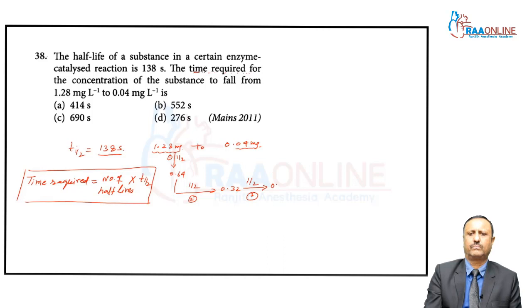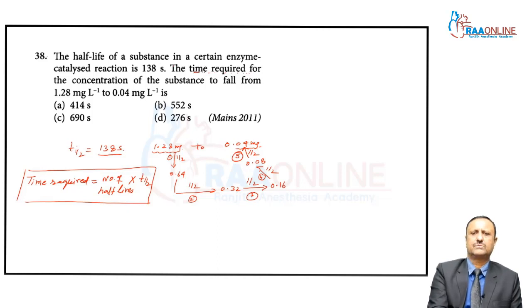Then dividing by 2 gives 0.16. Now, my dear students, when you divide 0.16 by 2, you get the fourth half-life, 0.08. When this is divided by 2 for the next half-life, you get the fifth half-life, 0.04. And in this question, my dear students, he wants 1.28 milligram to convert to 0.04 milligram. So my dear students, here you can see that 5 half-lives are used.